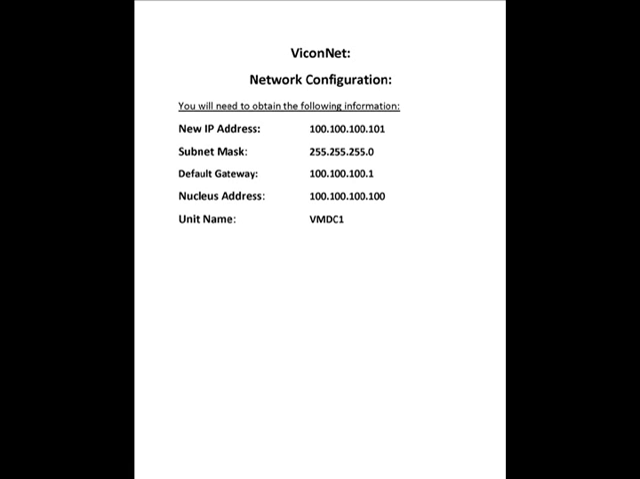To connect a virtual matrix unit, such as a VMDC, to your existing ViconNet system, first make sure you are connected to your network. You need to have the new IP address, your ViconNet system's nucleus IP address, and as an option, the name for your new unit. Note, the VMDC must be registered in order to operate.